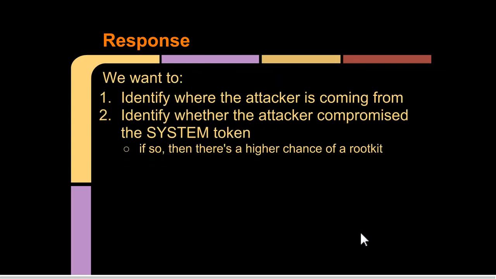So, in responding to it, we want to identify where the attacker is coming from and identify whether the attacker compromised the system token. If he did, there's a higher chance of him having the ability to establish a rootkit, and that is a pain.